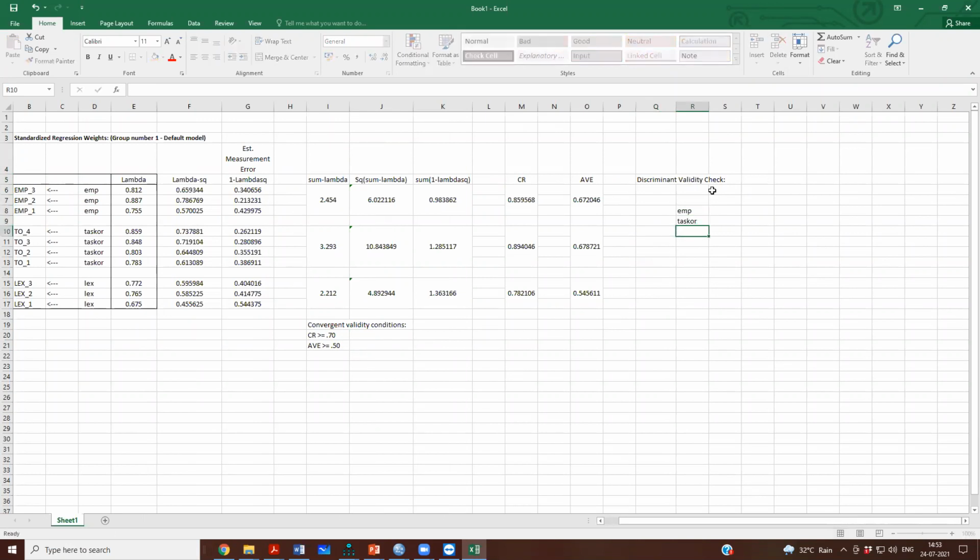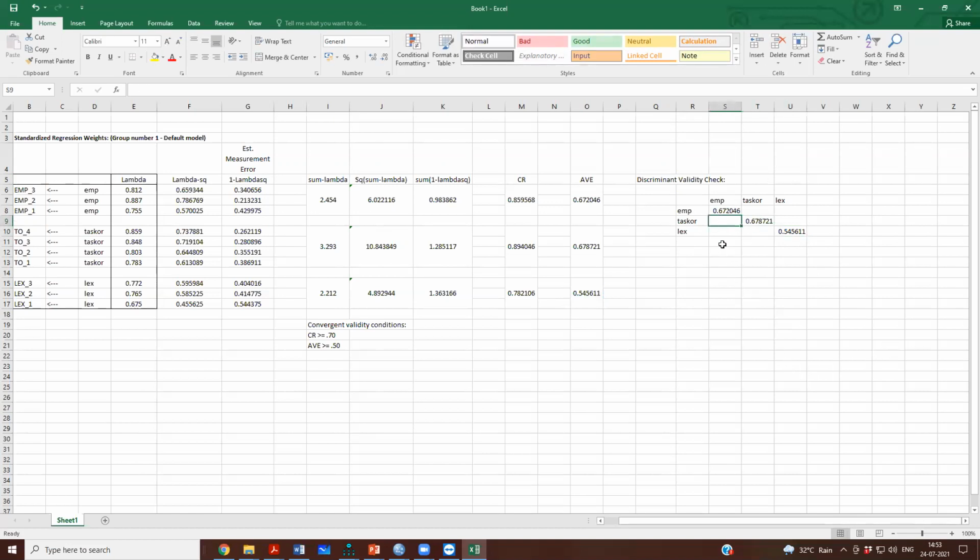task orientation and leading by example. Similarly, we'll have EMP, task orientation and leading by example. On the diagonal, we will write the average variance extracted for each of these constructs. So this is the average variance extracted for the three constructs. 0.672 is for EMP, 0.678 is for task orientation, and 0.545 is for LEX.